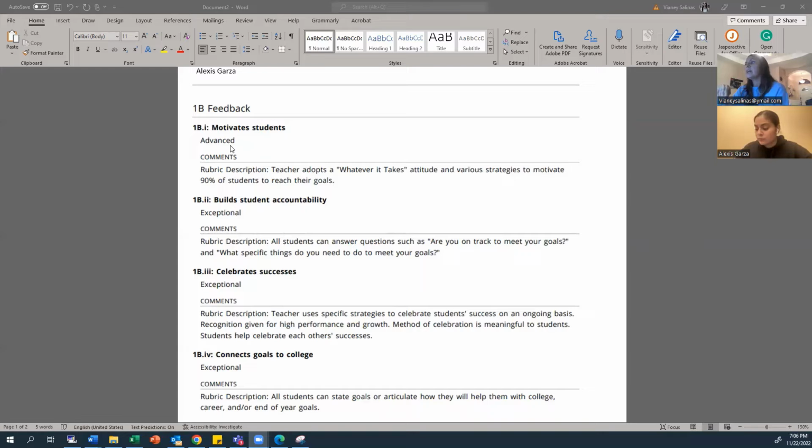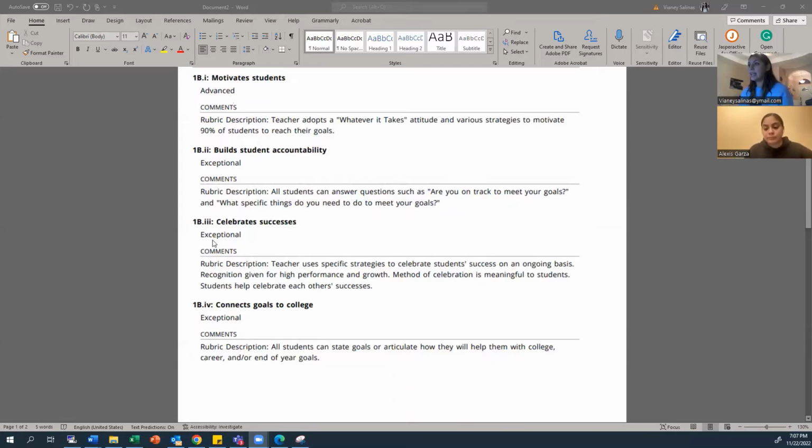So I was walking around, I was noticing their trackers were all up to date. They knew what they got on the last test. They knew what their goals were for the next test. Everyone had it written in their trackers, and you had them everywhere in the classroom. So that was excellent, because you do need to build student accountability. The more they understand what they're working towards, the more effort they put into it. So I really appreciated that.